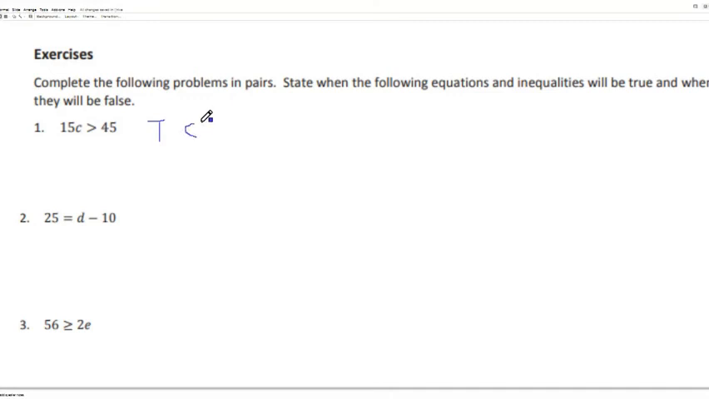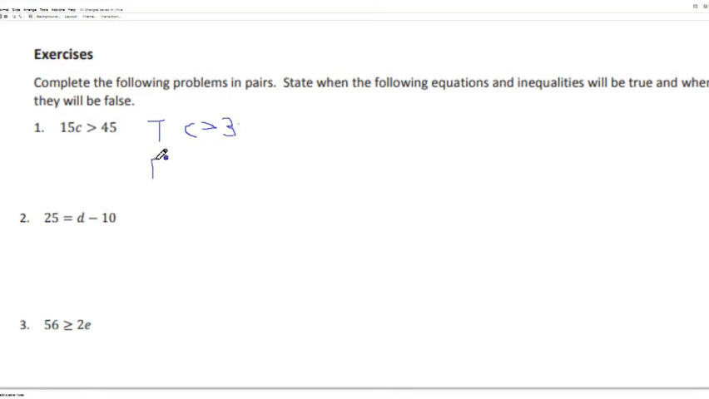C is greater than 15. Oh, sorry, not 15. I was confused. It should be 3. I apologize. I was thinking about the 15 next to C. So it should be 3.